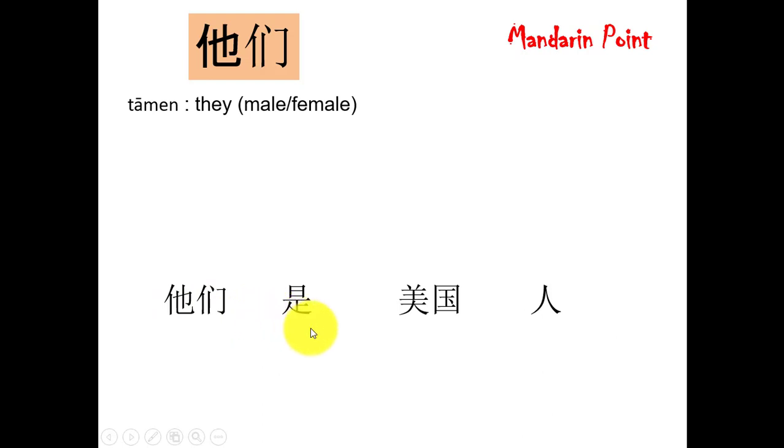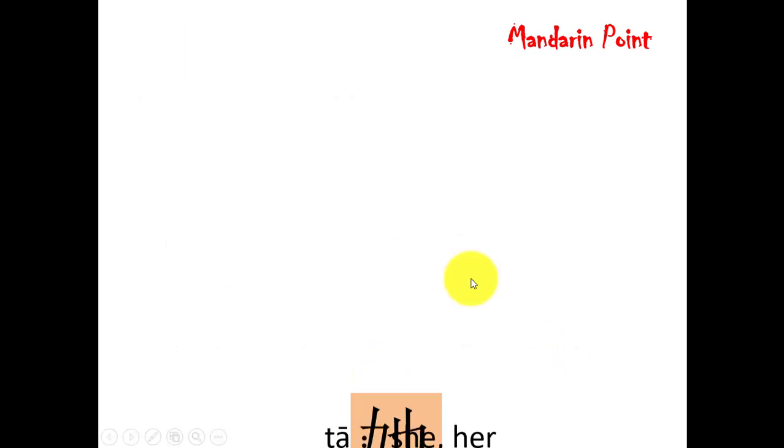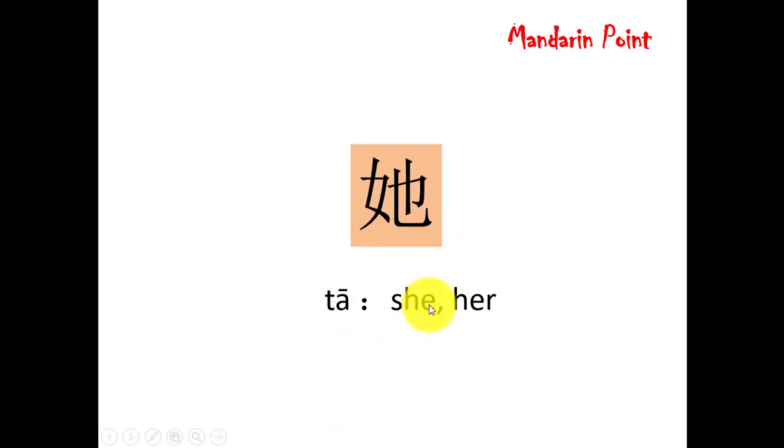他们是美国人. They are American people. 他们是美国人. The next character is ta meaning she or her.